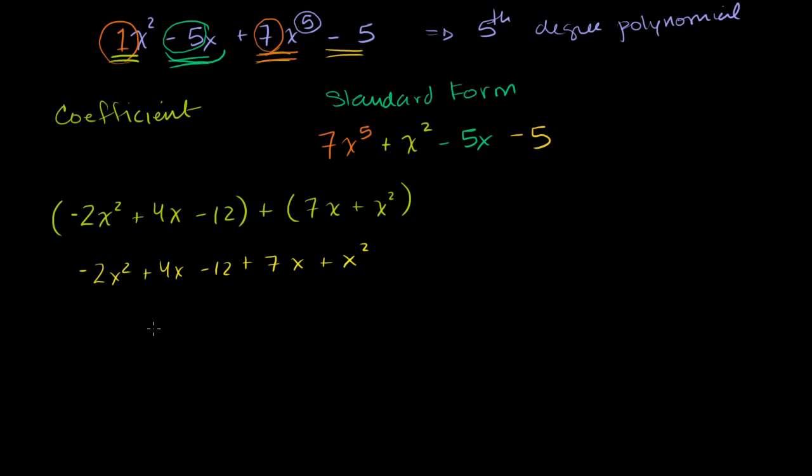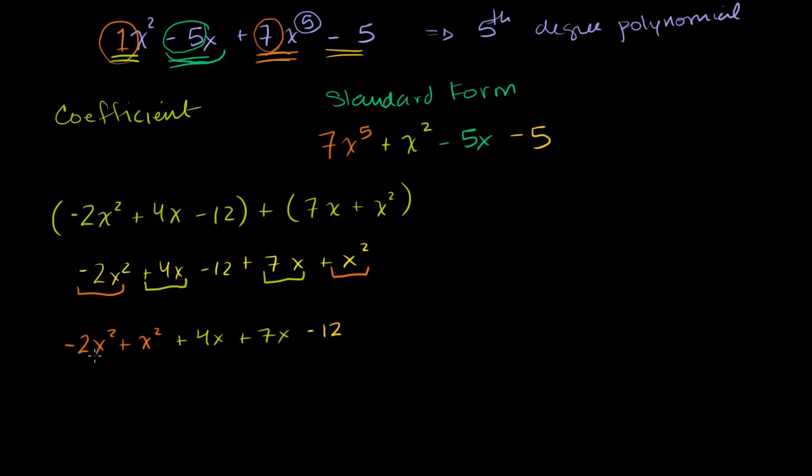So let's add the terms of like degree, and where I say like degree, it has to also have the same variable. But in this example, we only have the variable x. So let's see, I have this x squared term and I have that x squared term. So I can add them together. Let me just write them together first. Minus 2x squared plus x squared. And then let me get the x terms. So 4x and 7x. So this is plus 4x plus 7x. And then finally, I just have this constant term right here, minus 12.